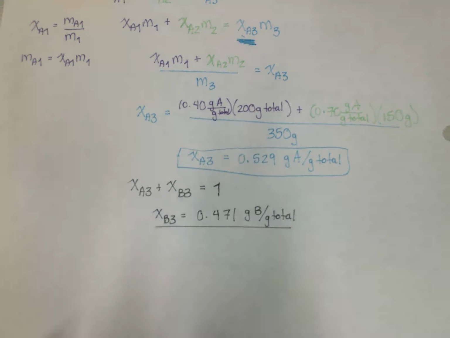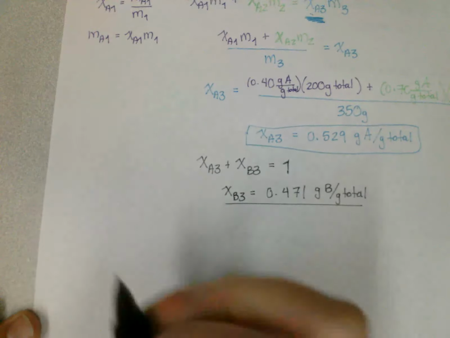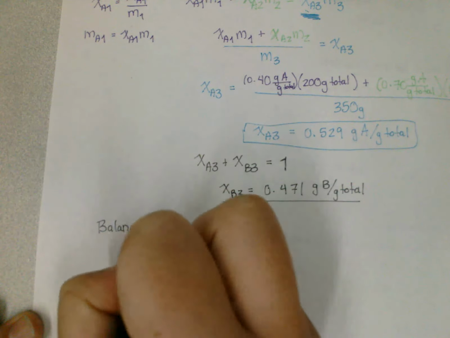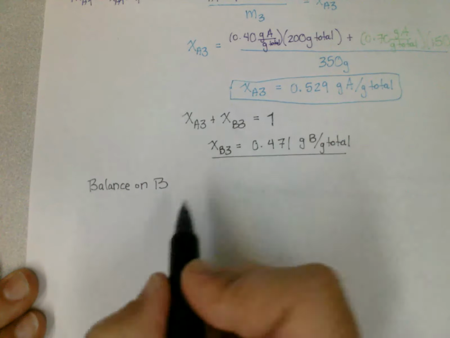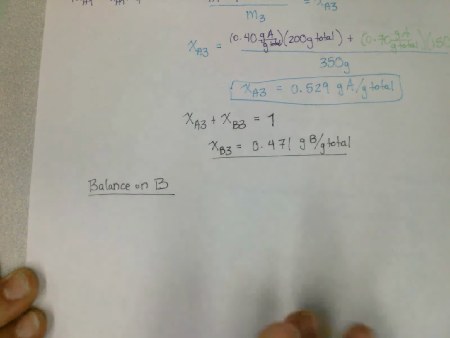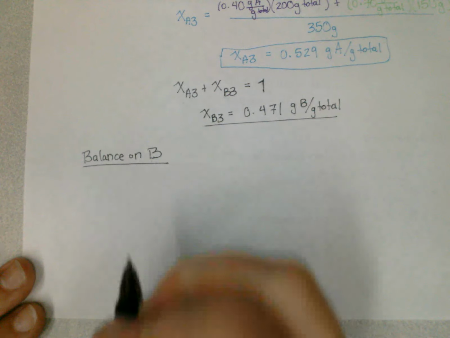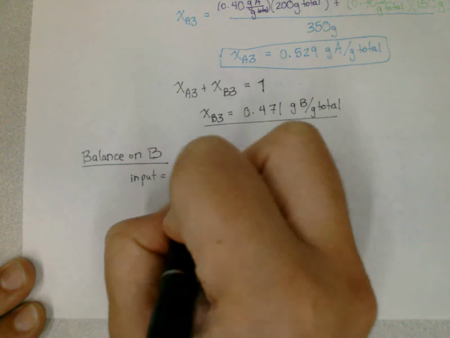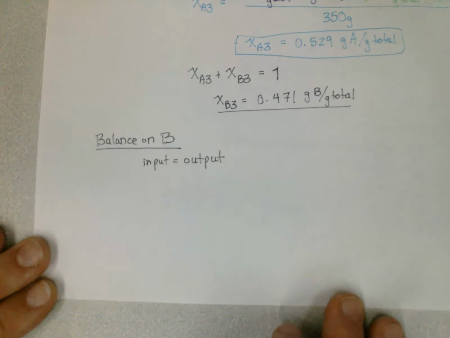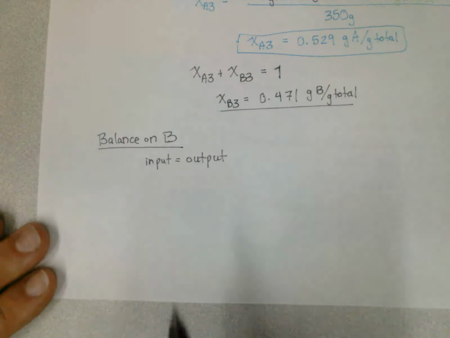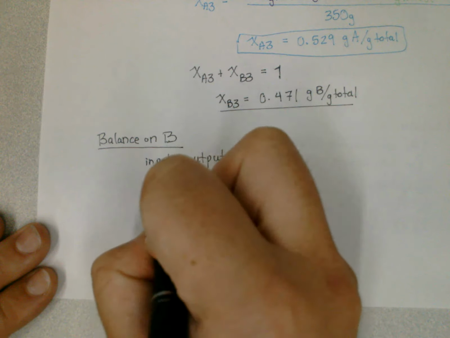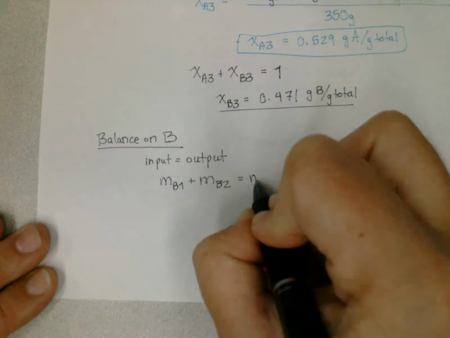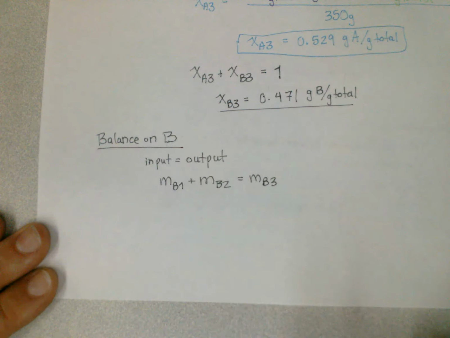The other way that we could finish this problem is to do the balance on B. And we're going to do it because this is how you do back substitution in these types of problems. Let's write a balance on B. We know input equals output. And I'm not going to use my colors, just in the interest of keeping this video a little bit shorter. But we know that the mass of B in 1 plus the mass of B in 2 has to equal the mass of B in 3.